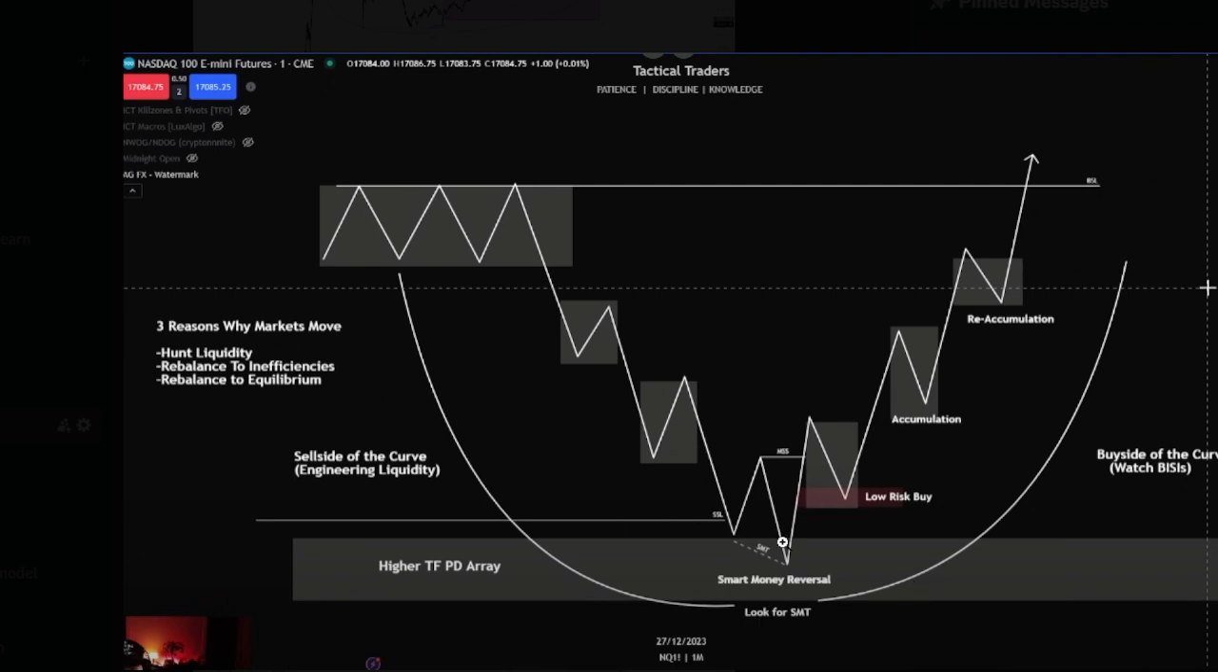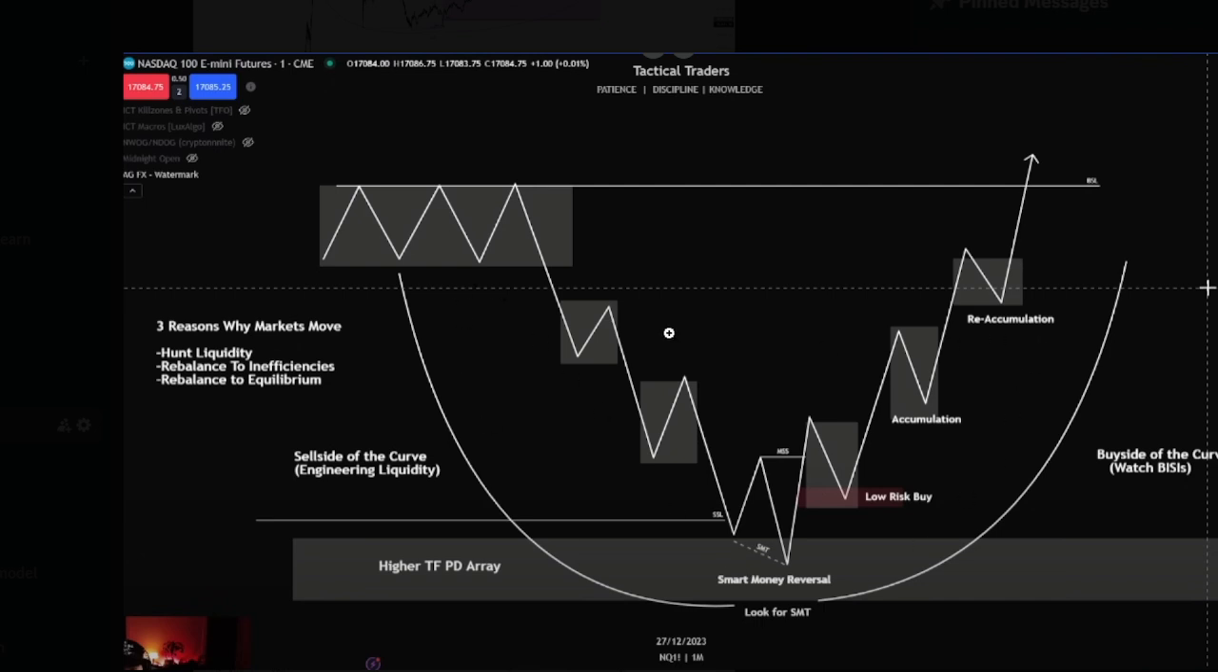What does price target when price goes to the buy side of the curve? The accumulation highs. It's basically just a little AMD, I guess. In a way. But yeah, accumulation, push lower into this little smart money reversal area: SMT, sell side liquidity, market structure shift. That's basically what it is.